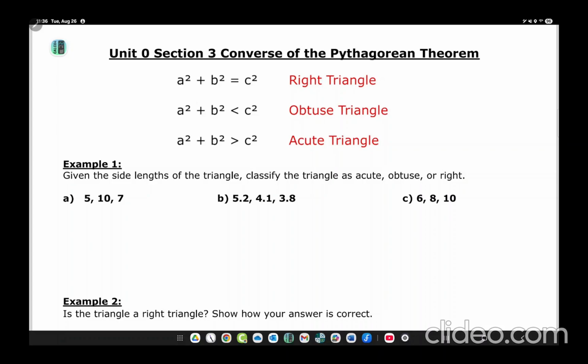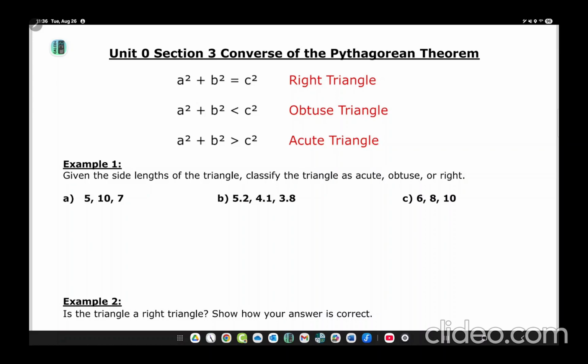All right, so yesterday, Unit 0, Section 2, we talked about the Pythagorean theorem. It's basically a squared plus b squared equals c squared. The caveat for that to work is we have to be told we have a right triangle. If you do not have a right triangle, then a squared plus b squared does not equal c squared. Yesterday we showed you in the diagram, if you see that little box, that right angle symbol, you have a right triangle.